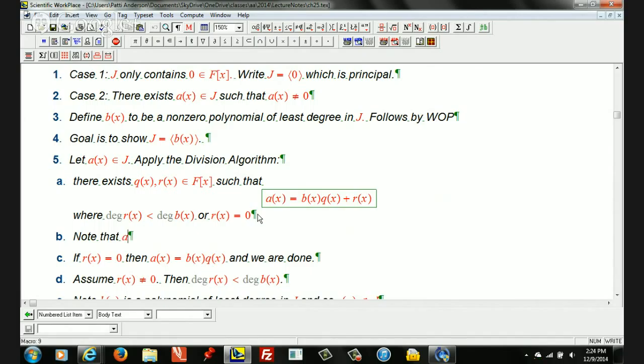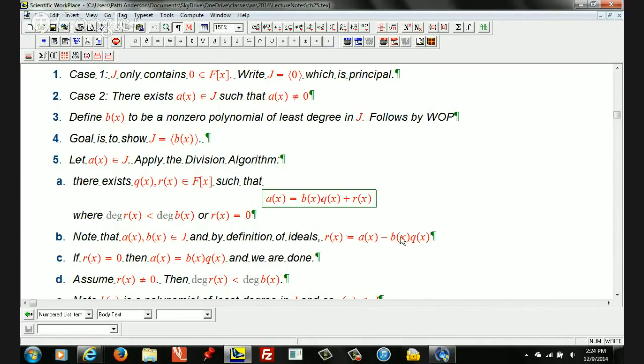Note that A of X is in J. A of X and B of X are in J. Because it's not a product here. What we're going to do is say R of X is equal to A of X minus B of X, Q of X.